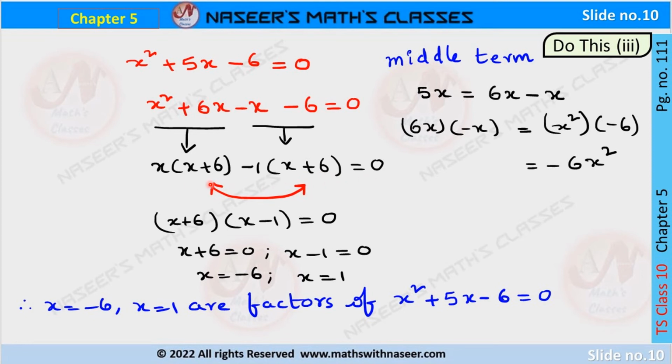In this equation x + 6 is common, so we take out x + 6 common, then it can be written as (x + 6)(x - 1) = 0. This can be written as x + 6 = 0 and x - 1 = 0. Now we transpose +6 from LHS to RHS, we get x = -6, and we transpose -1 from LHS to RHS, we get x = 1. Therefore, x = -6 and x = 1 are the factors of x² + 5x - 6 = 0.